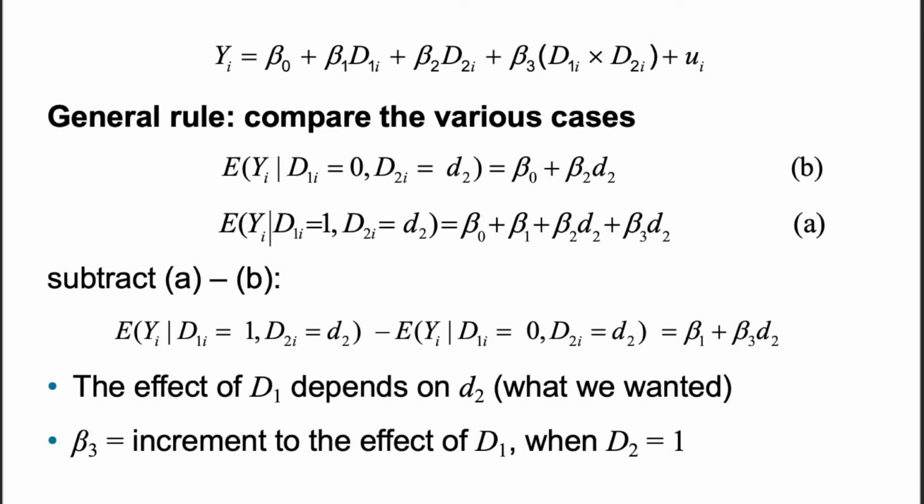Let's look at interpreting the coefficients when we have interaction terms and both of our right-hand side variables are dummies. The general rule is to compare the various cases, and there will be 4 cases. Recall that we will have two different values for d1 and 2 different values for d2. So let's put d1 first and then d2 second. d1 can be 1 or 0. d2 can be 1 or 0.